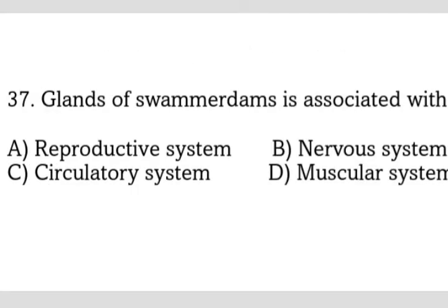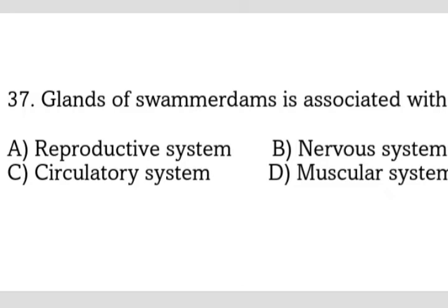Question number 37. Glands of Swammerdam are associated with option A, reproductive system, option B, nervous system, option C, circulatory system, option D, muscular system. The answer is option B, nervous system.